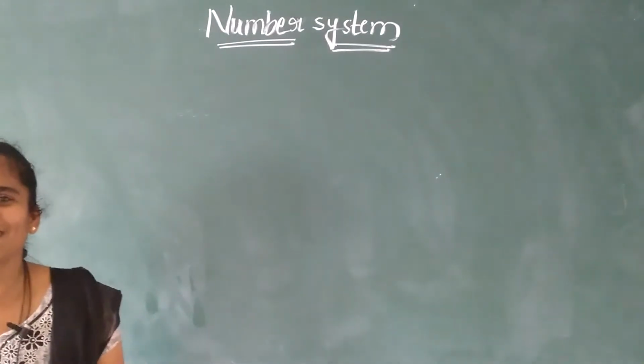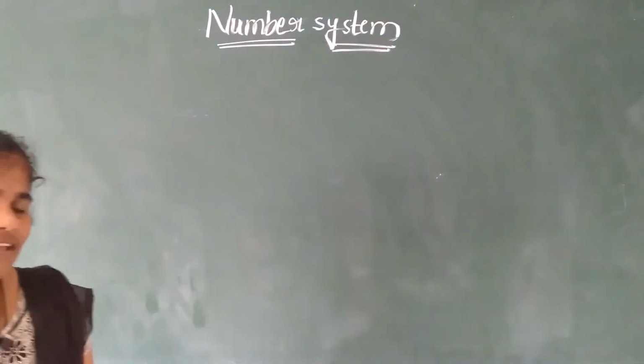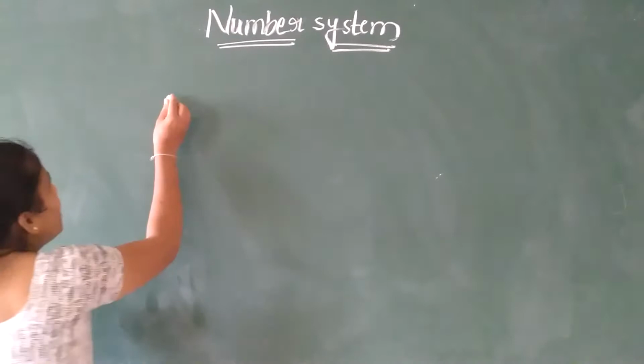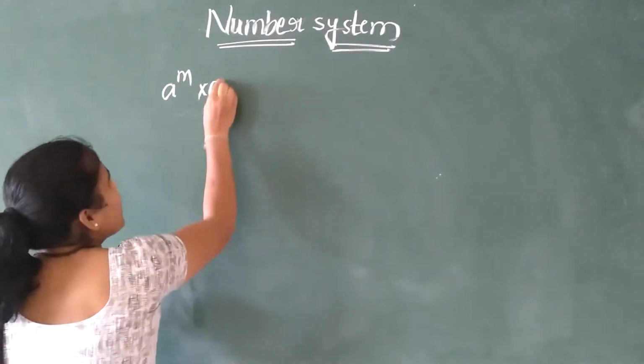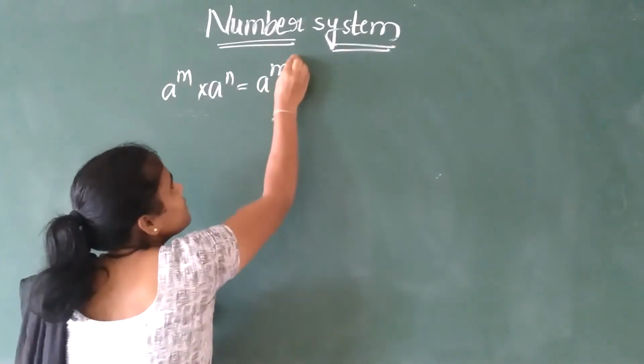Hello students, already you have studied about laws of exponents in 7th and 8th standard, isn't it? Now once again I will explain those laws of exponents. First law of exponent is a to the power m into a to the power n is equal to a to the power m plus n.